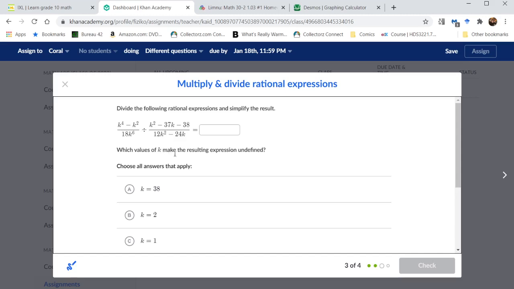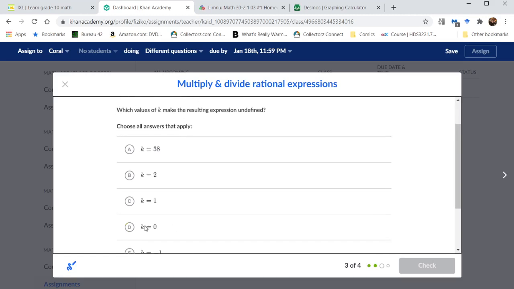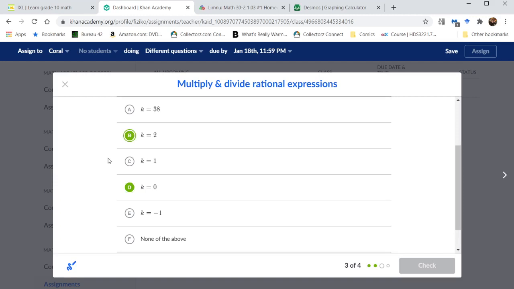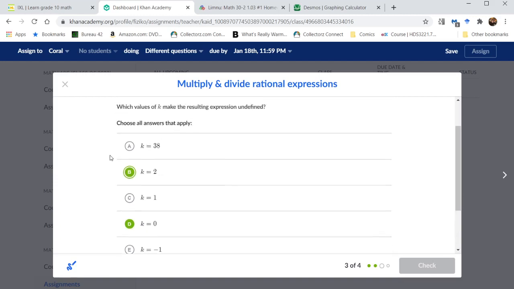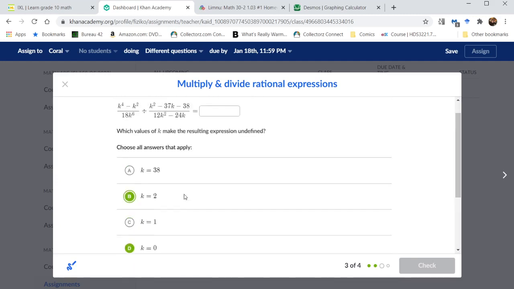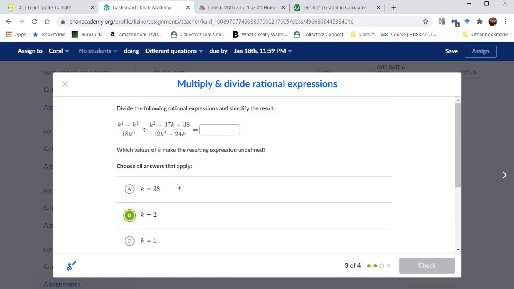Which values of k will make the resulting expression undefined? Here it matters where k was ever in a denominator. So that's our 18k to the 6 we already have, which triggers at k equals 0. This 12k squared minus 24k, well, that is going to work at k is plus or minus 2. If k were negative 2, we could get some sign changes here after factoring out that k. No, that would just be plus 2.